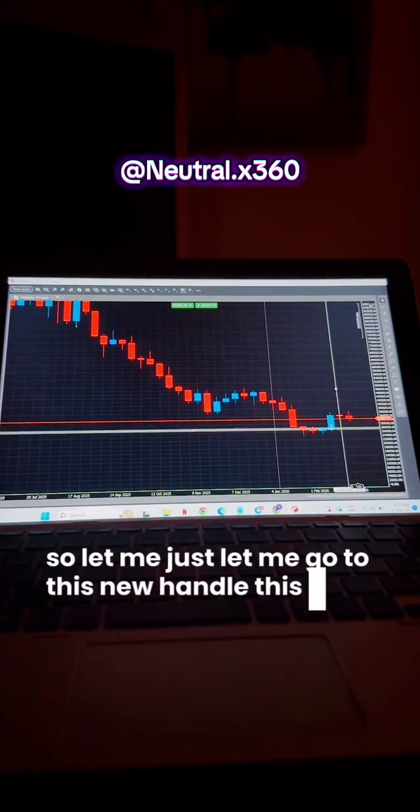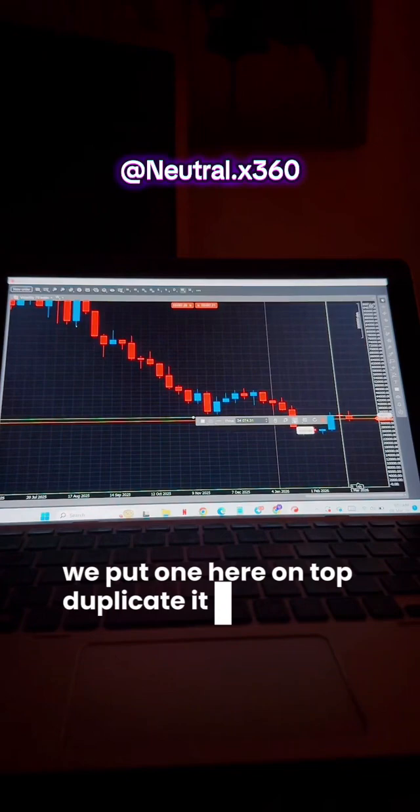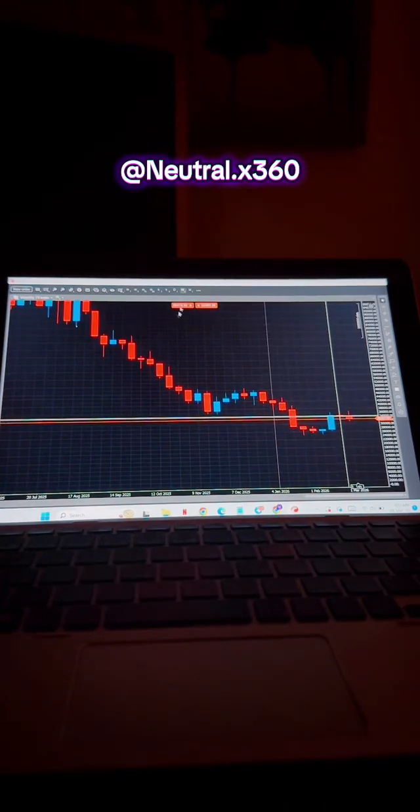So let me go to this new candle, this old candle. We'll put one here on top and duplicate it. Once you duplicate it, you know where price is coming from and where price is going to.